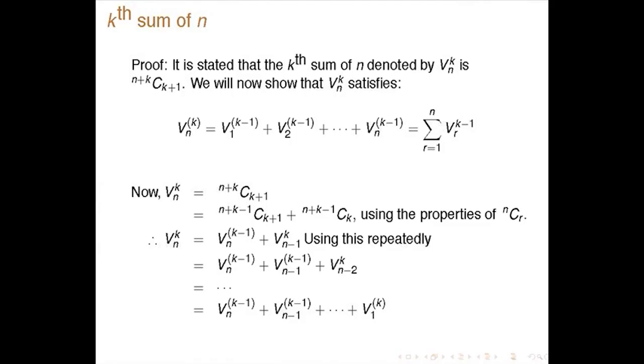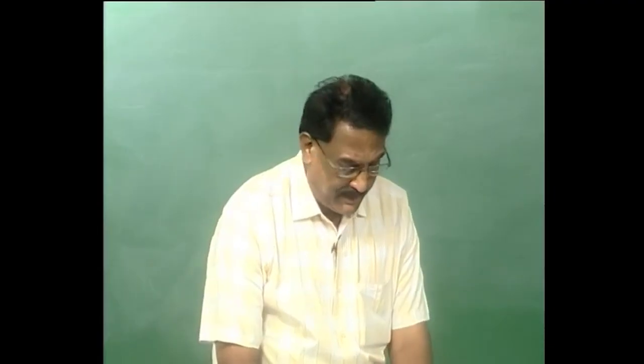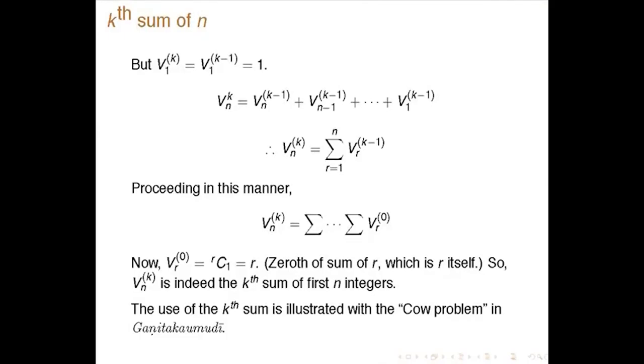But here there is also V(1,k), so that is the sum with one term, you see. So kth or k minus 1th, it does not matter. V(1,k) is equal to V(1,k-1), that is always equal to 1. So V(n,k) is this. So this is the sum, and the result is already given, see.